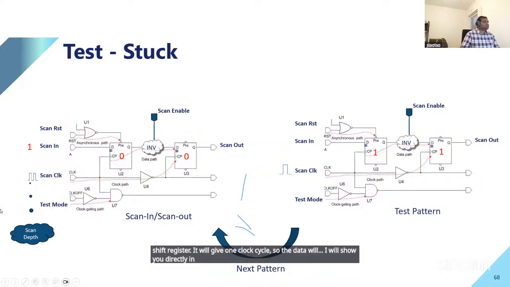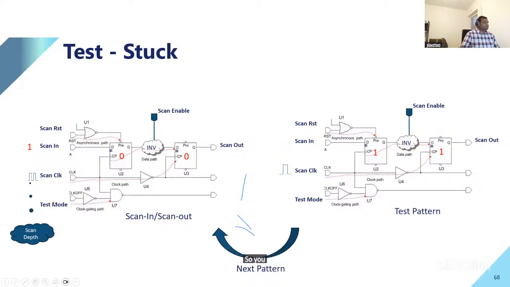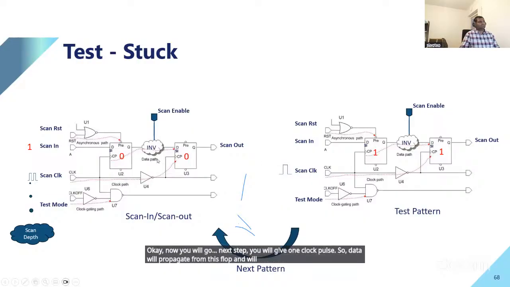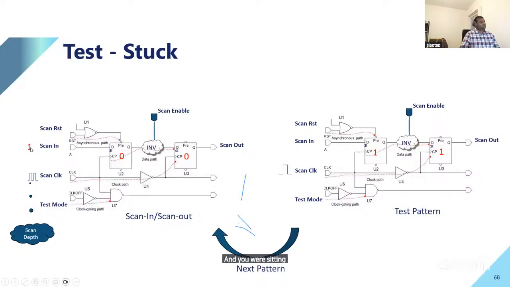So this is stuck. So you get this design. You control scan enable, and you perform some scanning pattern. So you scan in 0 and 0. So now all these registers, you're getting 0 and 0. Okay. Now you will go to the next step. You will give 1 clock pulse. So data will propagate from this flop and will capture here. Let's say there is an inverter sitting here, and you are already holding this pin at 1.